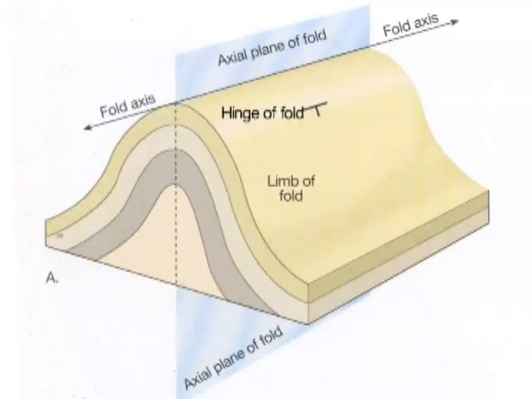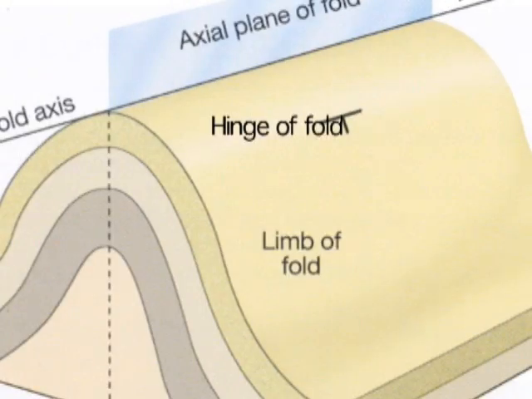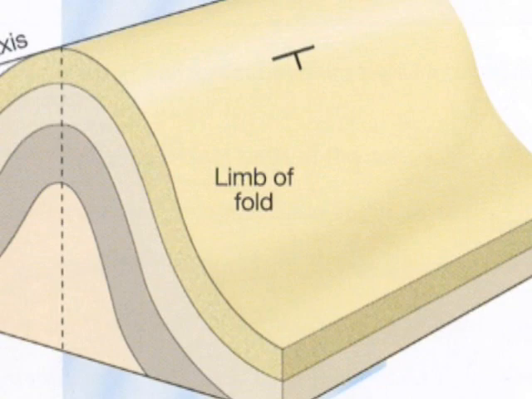And once we have that fold of this rock, then we can start classifying or characterizing that fold. First of all, let's look at the parts of the fold. We have the top of a fold, which is called the hinge area of the fold. We have the sides like that, which are called the limbs of the fold. Okay, so those are two parts.